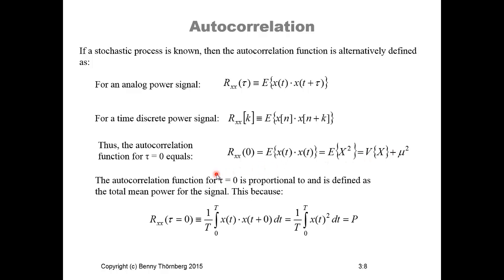The autocorrelation function for tau equal to 0 is proportional to, and is defined as, the total mean power for the signal. Because of that, we can analyze the autocorrelation function for tau equal to 0 for this power signal. We integrate from 0 to T, where T is the period of the power signal, and we divide by T. We are integrating x(t) multiplied with x(t plus 0), meaning x(t) squared, and we can recognize this as the power integral.